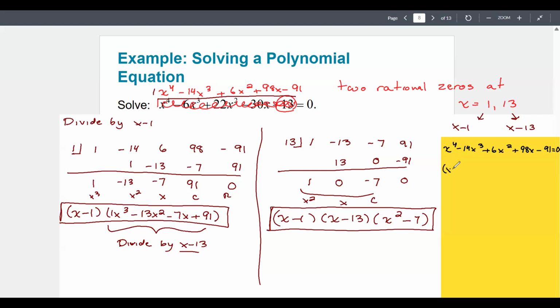And now we can say, well, we have x minus 1 times x minus 13 times x squared minus 7 equals 0. My choices are x minus 1 equals 0, x minus 13 equals 0, or x squared minus 7 equals 0. So we're going to put that all in the first line. So we have a little left to look at here.